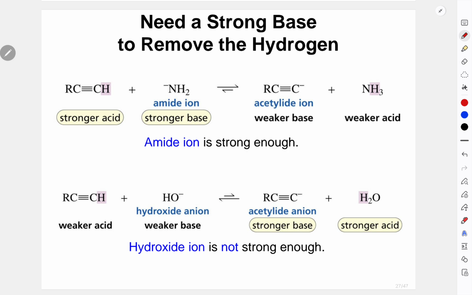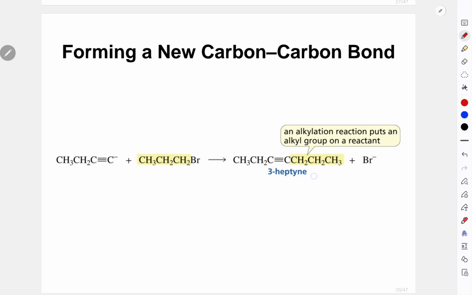But if you're running the reaction with the hydroxide anion, the basicity of hydroxide anion is insufficient, so you cannot make the equilibrium go forward. So you need the amide ion, NH2 minus. And if NH2 minus is around, you can generate this carbon anion from the terminal alkyne, and this can participate in the alkylation reaction. We'll learn the mechanism for this in a different chapter, in SN2. When you learn about the SN2 reaction, you learn about the detailed mechanism of this a lot.